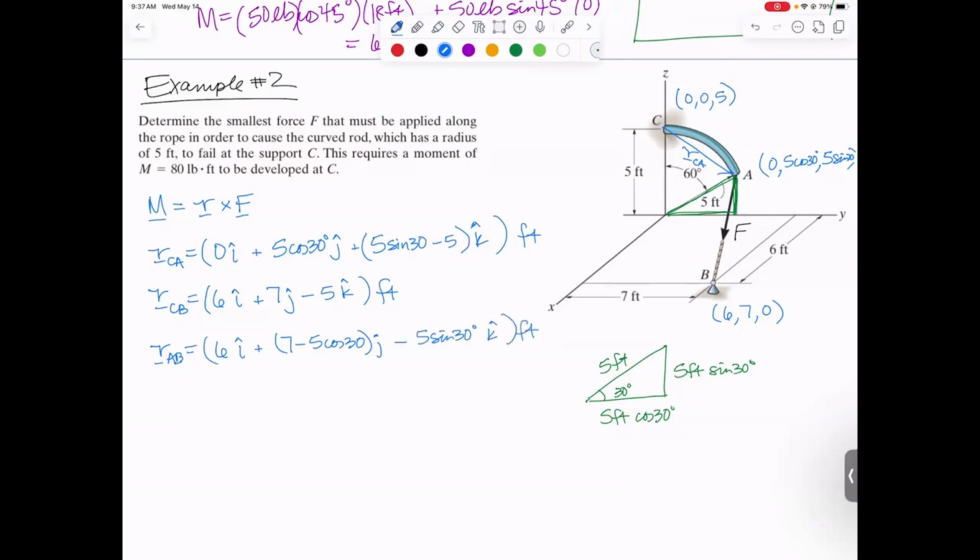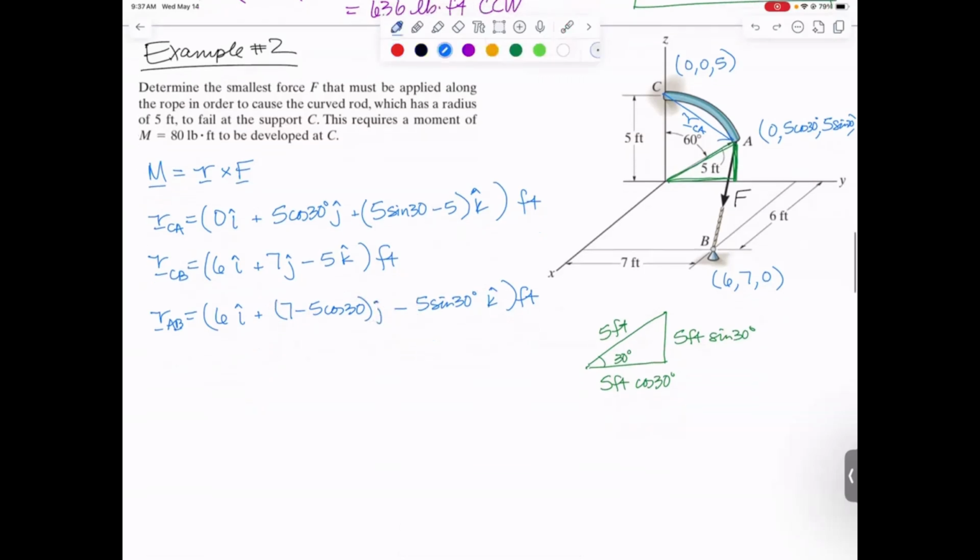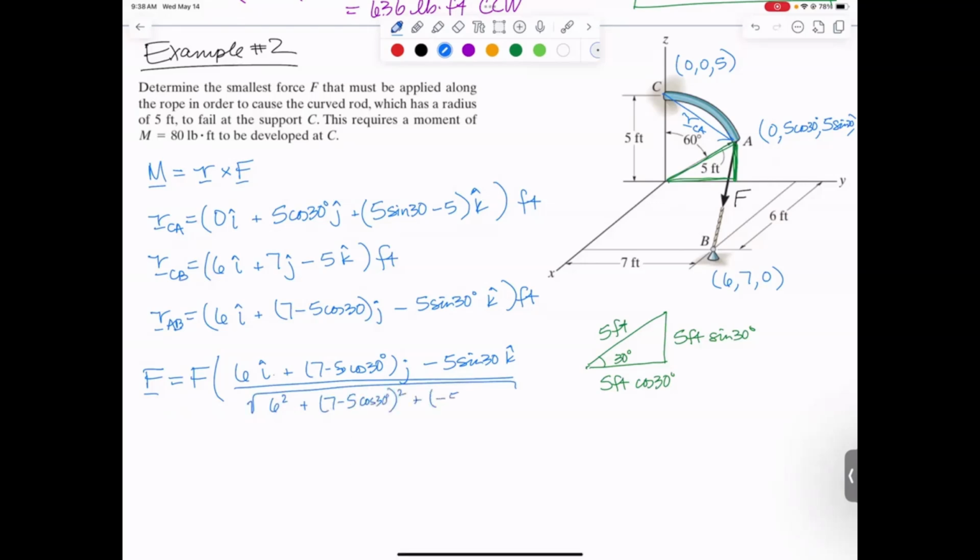But I don't actually want to use AB as a position vector. I'm using that as an intermediate step to get the unit vector. To get the unit vector from A to B, I would need to divide this by the square root of the 6 squared, this guy squared, and that guy squared. I'm going to just do it all in one step because then finally, to get my force vector, it's going to be an unknown magnitude F times r_AB, 6i plus 7 minus 5 cosine 30j minus 5 sine 30k. But then that has feet in it, so I've got to divide the feet out. So divide it by its magnitude: 6 squared, 7 minus 5 cosine 30 squared, and minus 5 sine 30 squared. See what I just did there?